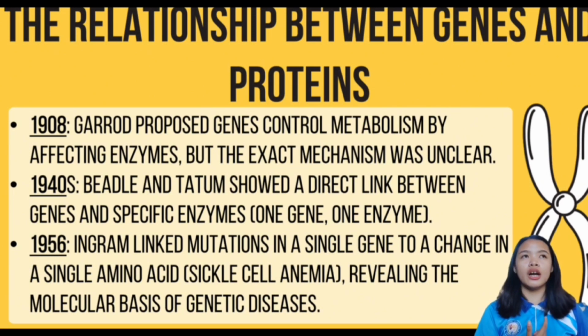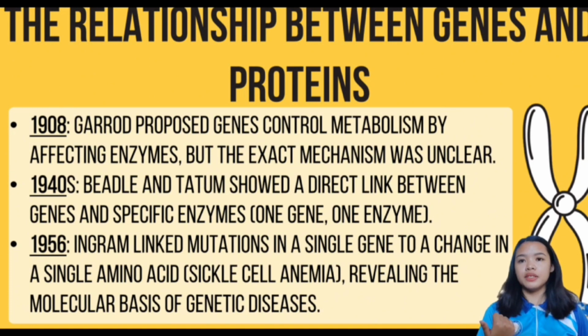However, Garrod's proposal did not get much attention because his mechanism was unclear to people back then, so they ignored it. Then studies on the relationship between genes and proteins were performed again by Beadle and Tatum in the 1940s, where they showed a direct link between genes and specific enzymes. So, one gene, one enzyme.